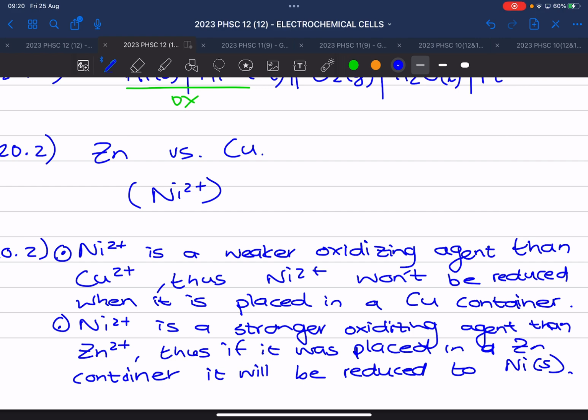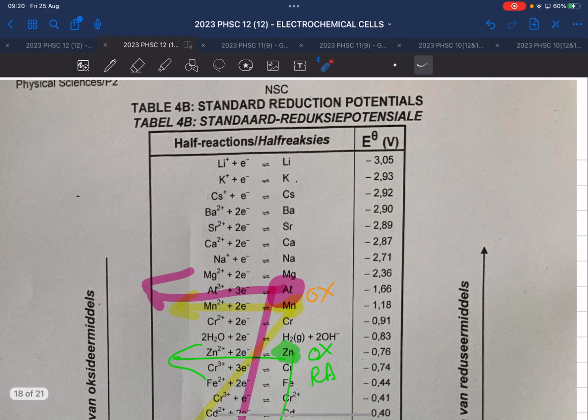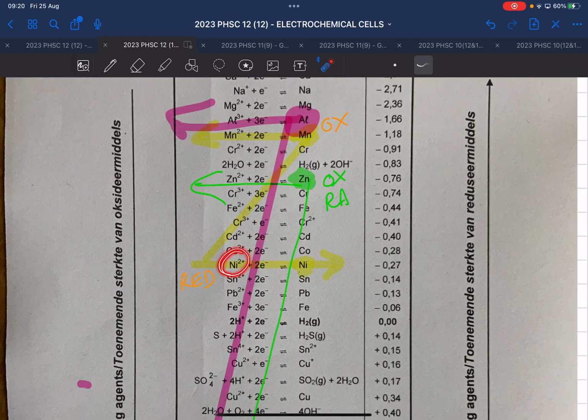Okay, so I'm going to explain again what I wrote. I looked at nickel and zinc. Where are they? Nickel and zinc. And I saw that nickel is lower down, so it's a stronger oxidizing agent than zinc. So if this was placed in a zinc container, then the nickel will be reduced to nickel solid, which is not favorable.